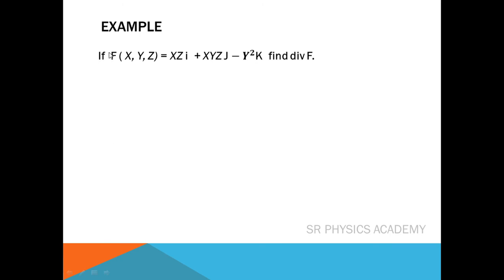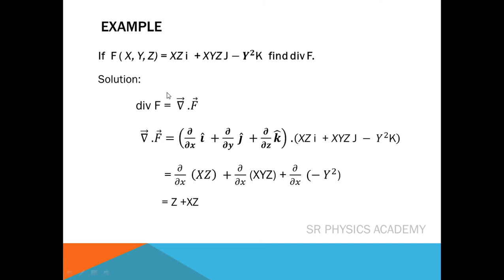In this case, they are giving a function f of x, y, z: xz i plus xy j minus y square k. Find the divergence of f. We know that when we find the divergence of f, we will get a scalar function as the result. So what will we write for divergence? Del means dou by dou x i vector plus dou by dou y j vector plus dou by dou z k vector.